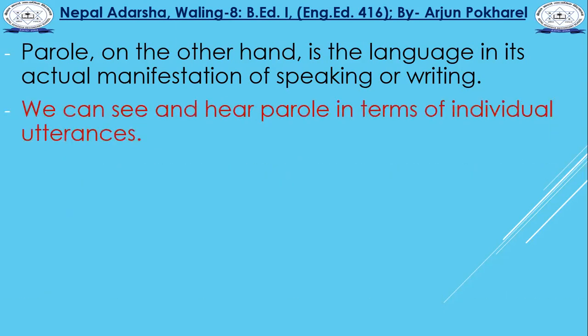Okay, now we can see and hear parole in terms of individual utterances. That is, our parole can be seen or heard in terms of individual utterances. Okay, the utterances we produce, the sentences. The sentence production is the parole. That's how we can see and hear a parole.